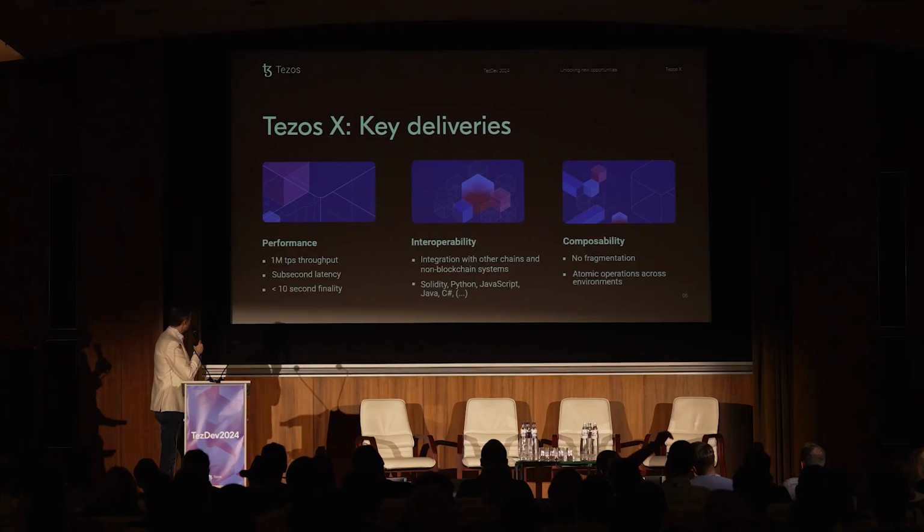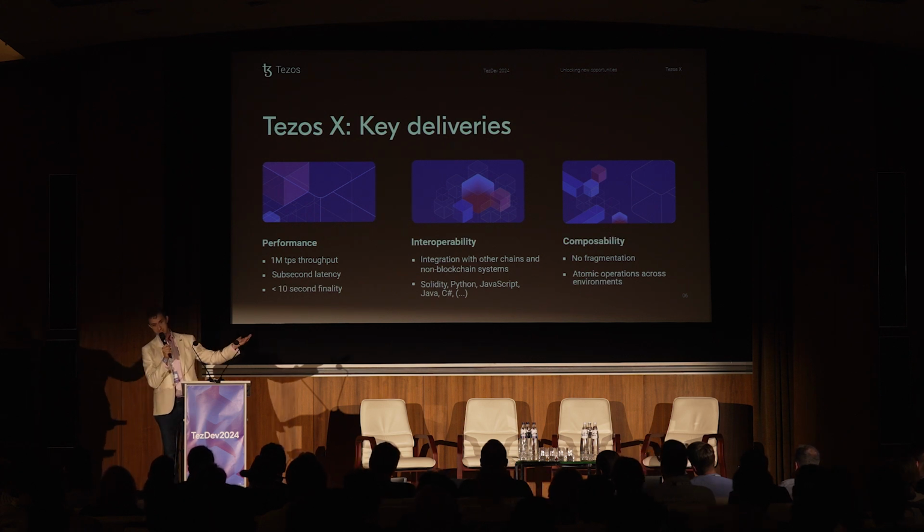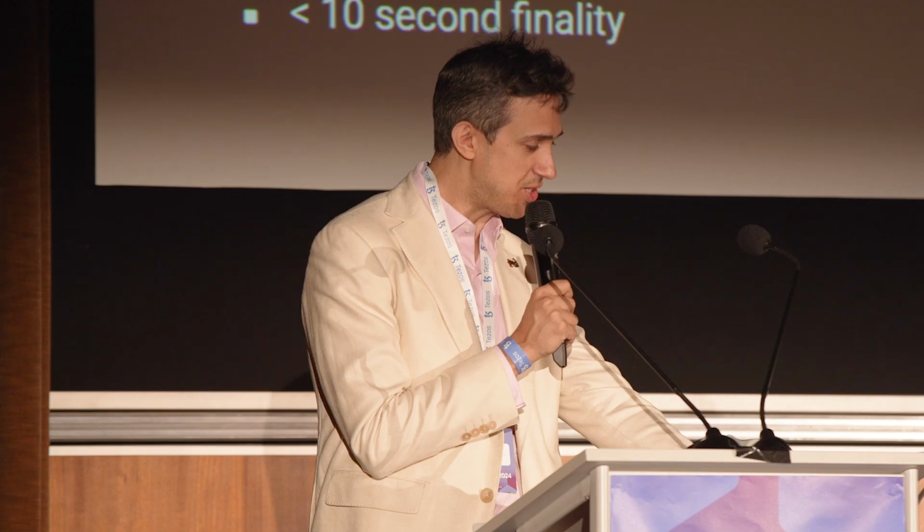So, key deliverables for Tezos X. Performance: we're looking to get 1 million TPS. If you were at TestDev last year, you saw that we did a 1 million TPS demonstration. However, that was across 1,000 rollups. So here's the challenge: to get 1 million TPS across a single rollup.